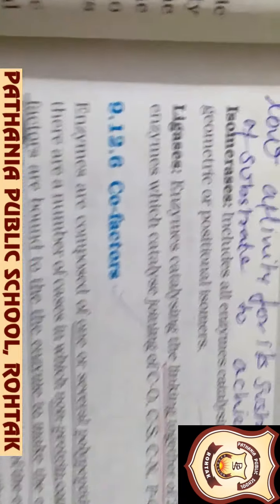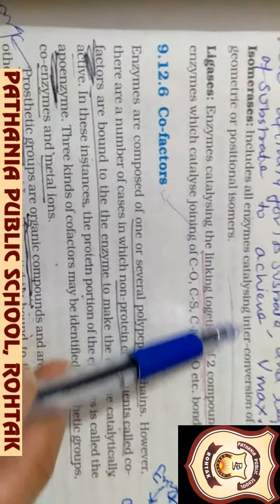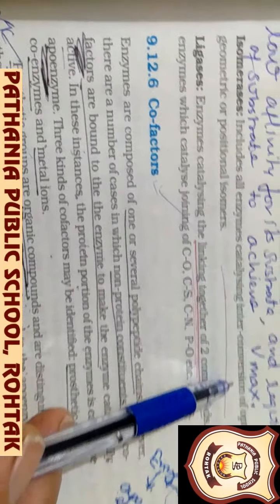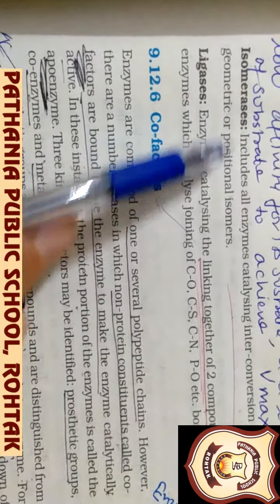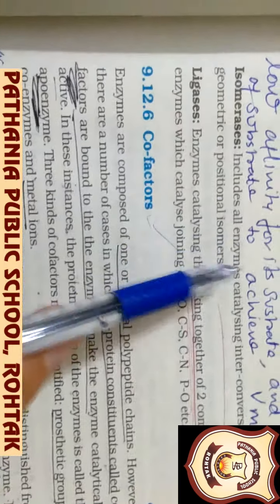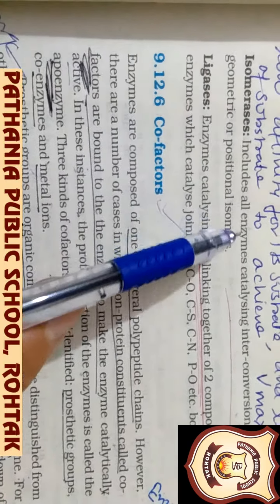Now it comes the enzyme isomerase. This enzyme catalyzes the interconversion of isomeric reactions, like optical, geometric and positional isomers. It is in chemistry. Use of this is there in the biochemical reactions.